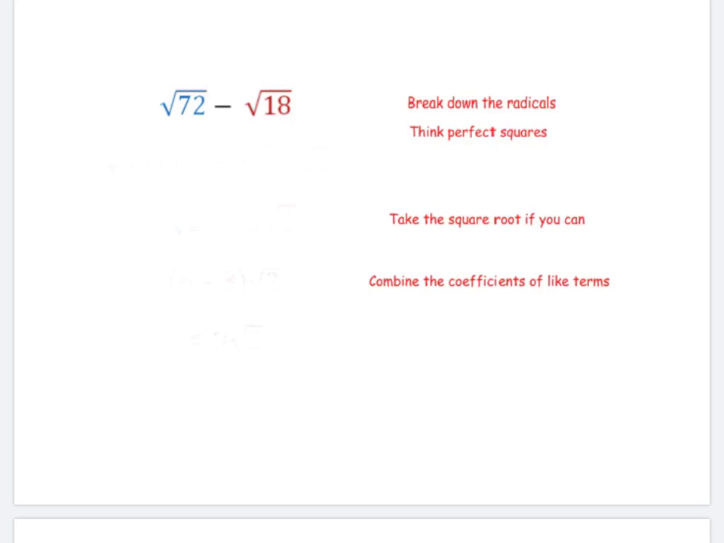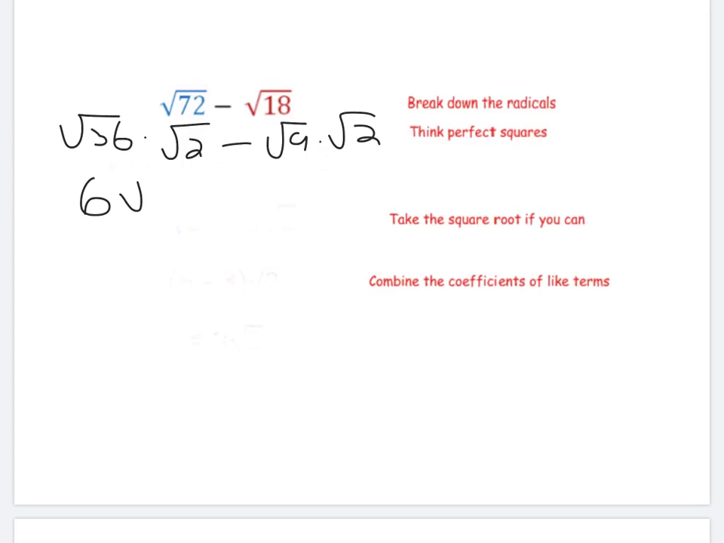If I break down 72, the biggest perfect square that I can break down 72 with is 36. So I can say the square root of 72 is the square root of 36 times the square root of 2, minus 18. For 18, the biggest perfect square I can use is 9, so it's 9 times the square root of 2. I take the square roots that I know. The square root of 36 is 6, so it's 6 square roots of 2 minus, the square root of 9 I know, which is 3, so then that's minus 3 square roots of 2.